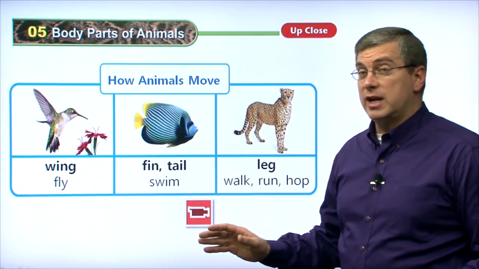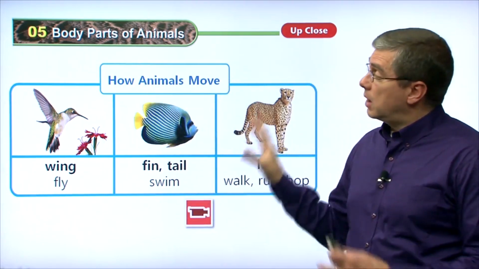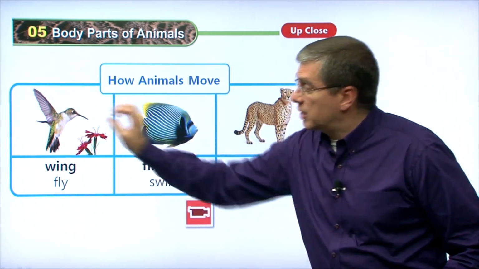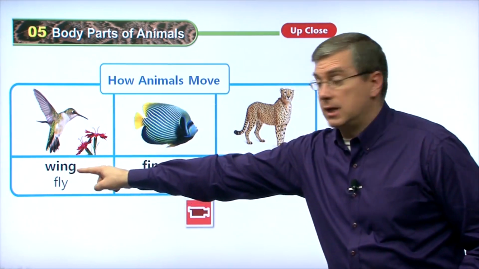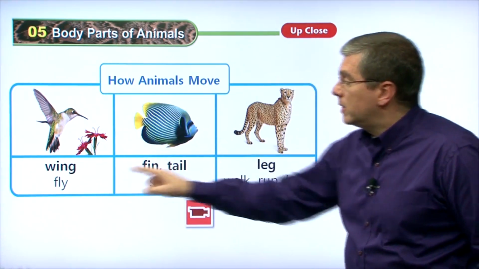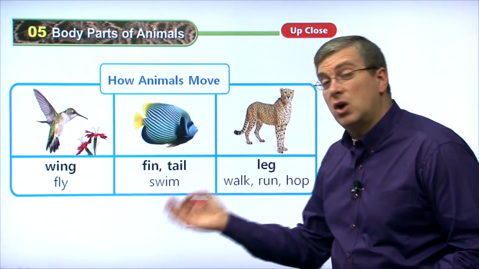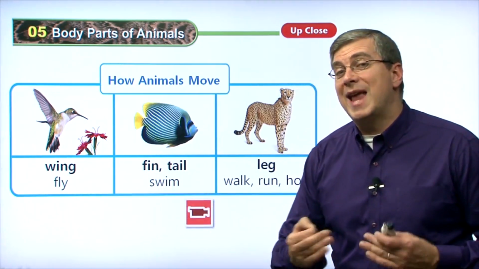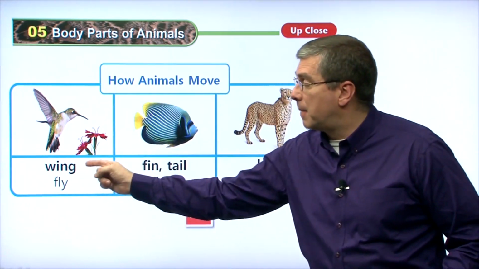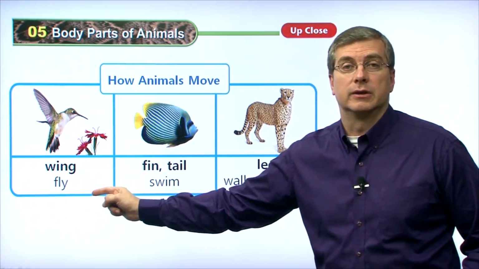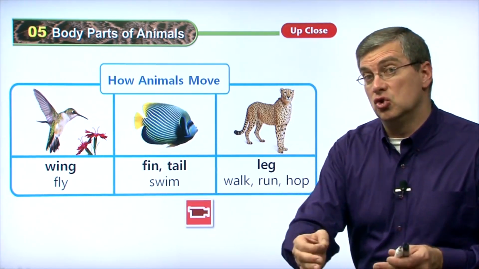We have a good chart here. The chart's title is How Animals Move. So on this chart, we can see a picture of the different types of animals. We can see the body part here in the bold, and on the bottom we can see those words that describe, these are verbs, they describe what the animal uses that body part to do. So we have animal, body part, and use, right? What does the animal use that body part to do?